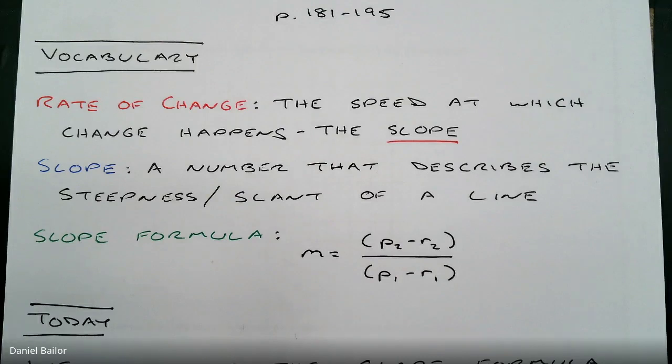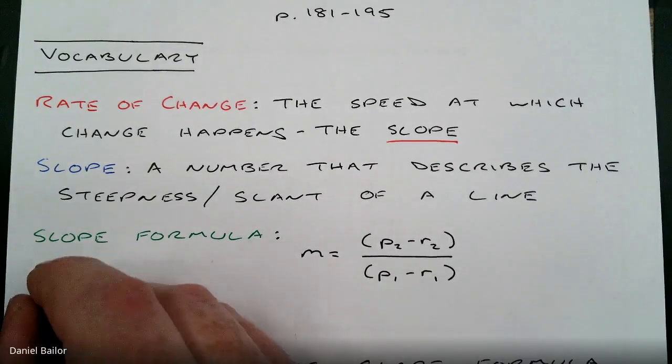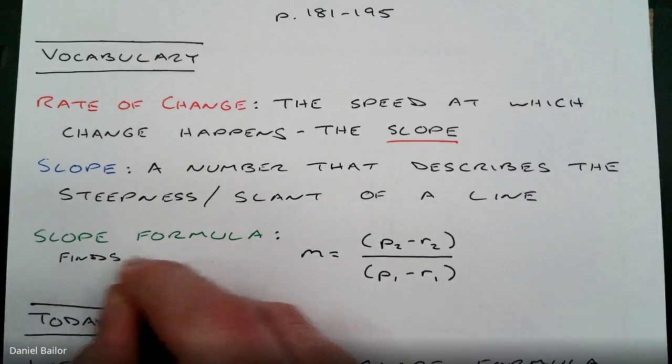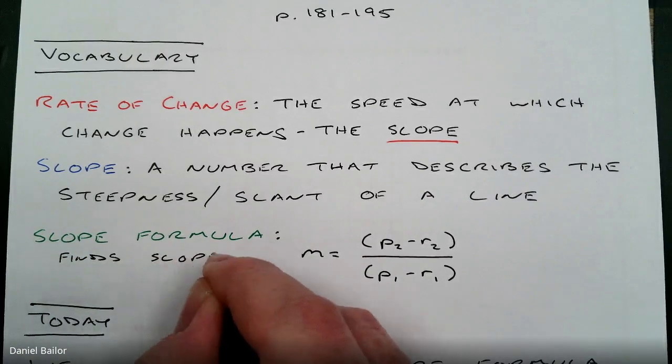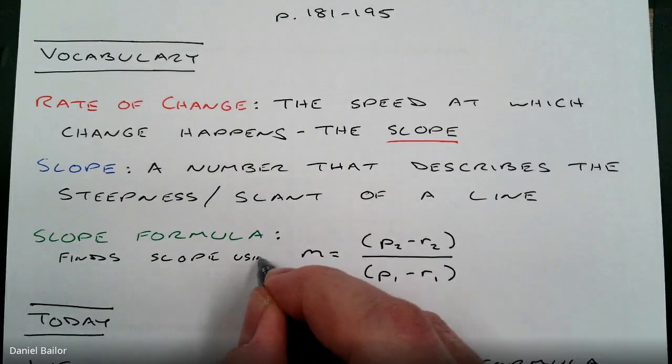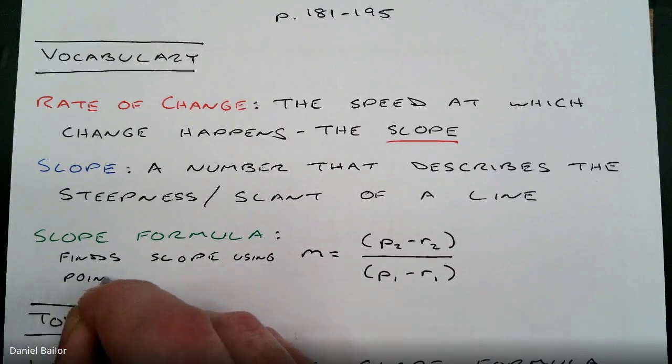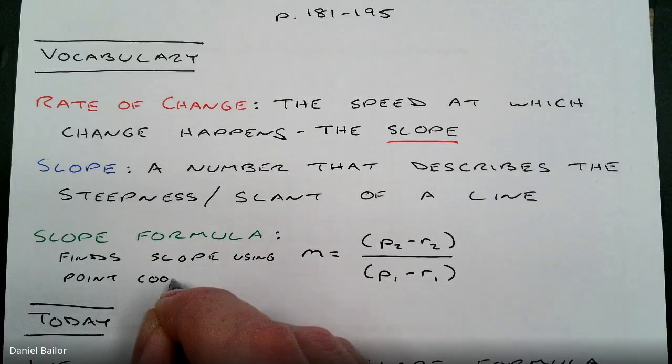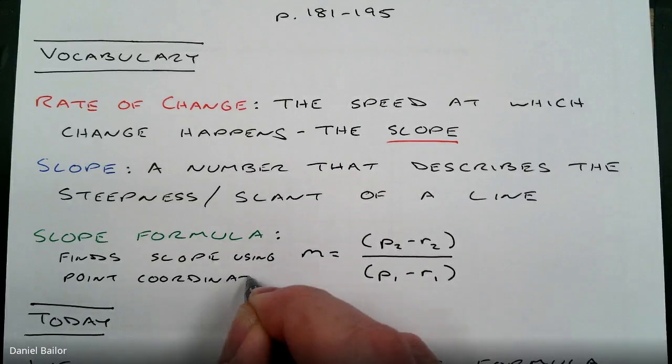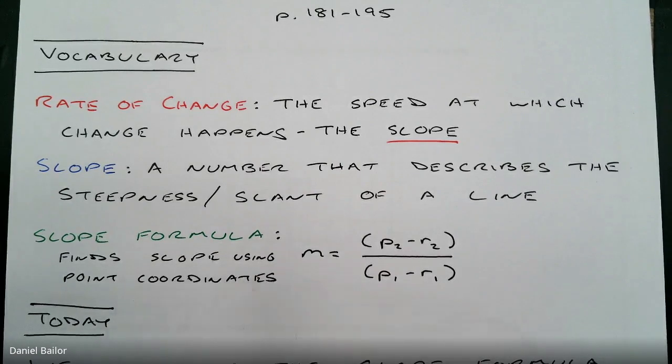The new word for today, slope formula. Slope formula is the equation we use to find slope from points. So slope formula finds slope using point coordinates. Finds slope using point coordinates. And that is the slope formula right here.